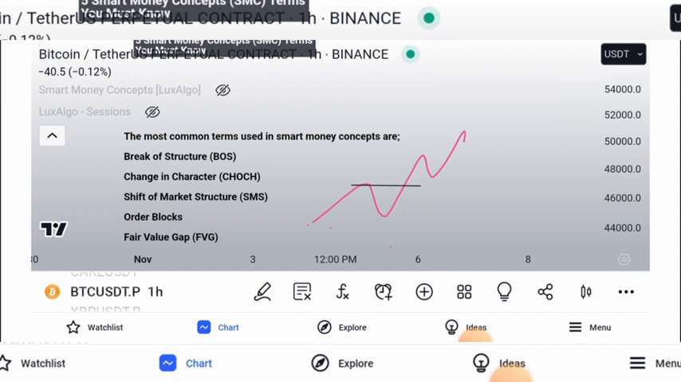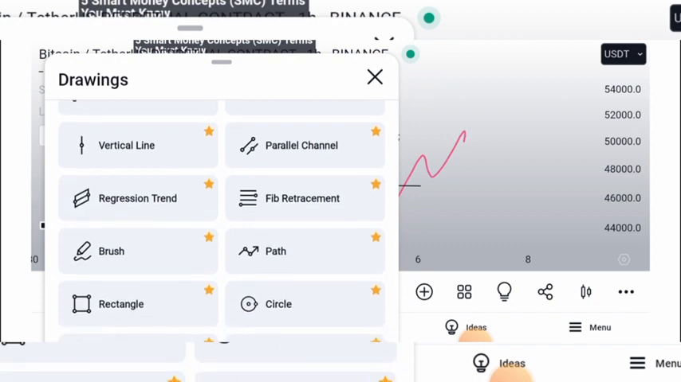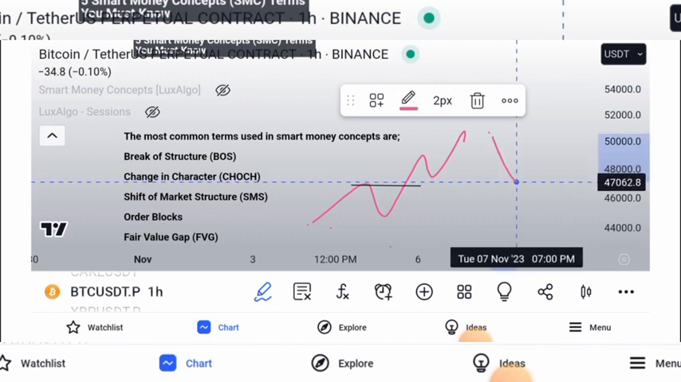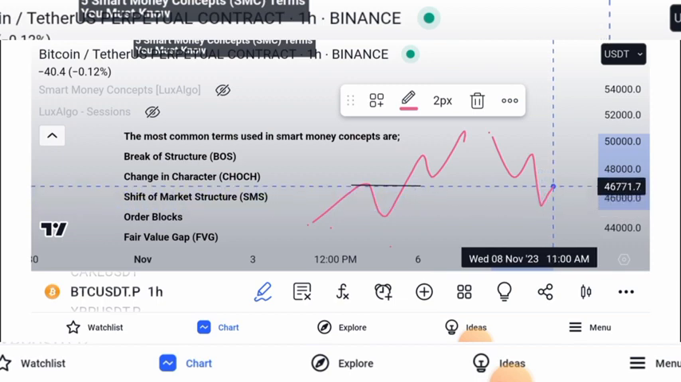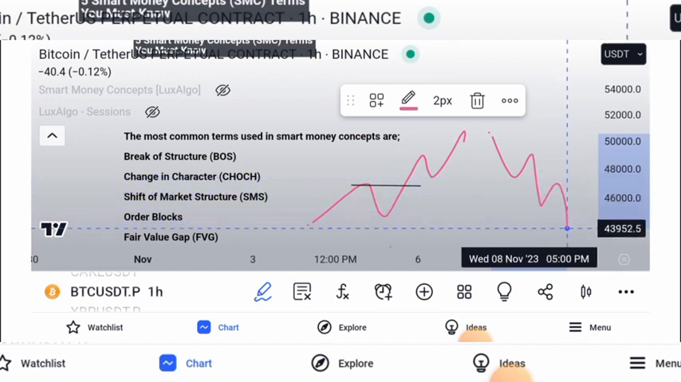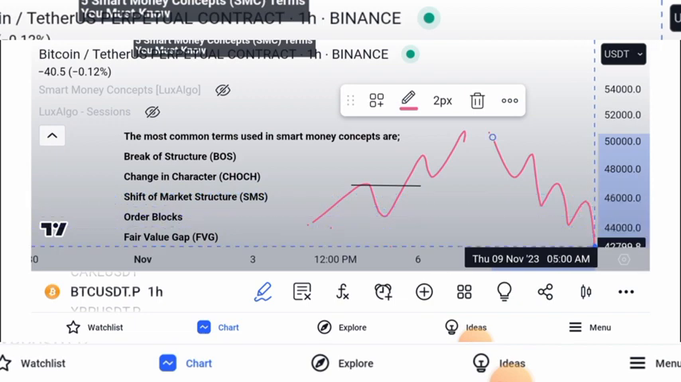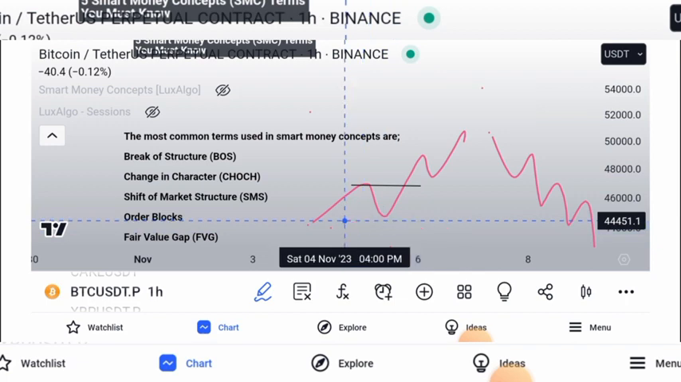And otherwise, if it is a downtrend, you are going to see something like this. Let me take the brush out again. So you are going to see something like this. Can you see this one? It goes up, it's going to break this low, it will go up a bit, it's going to break this low, it will go up a bit, it's going to break this low again. So something like that is what we call a downtrend break of structure.